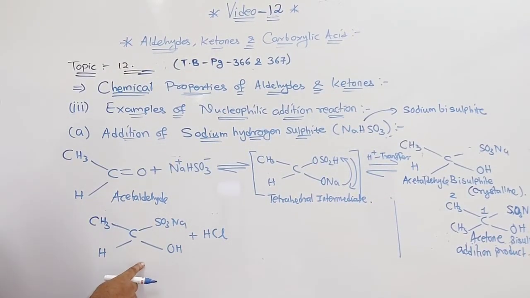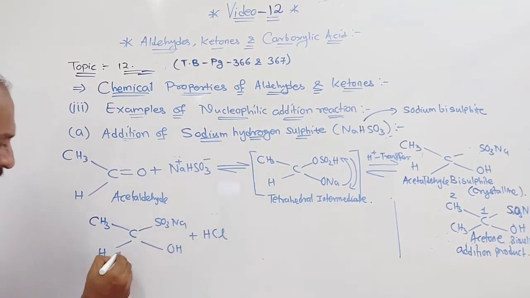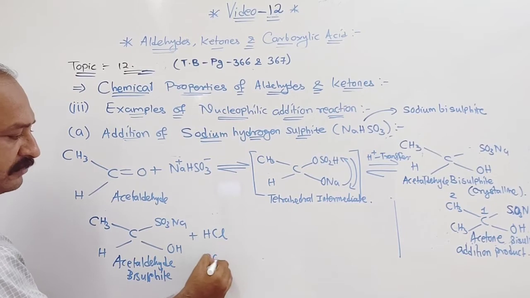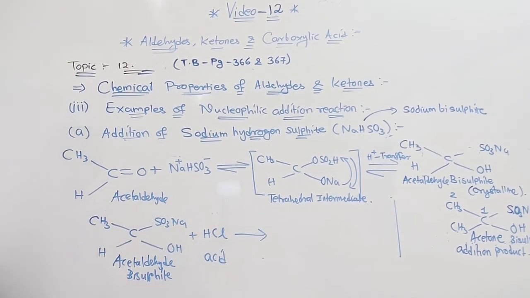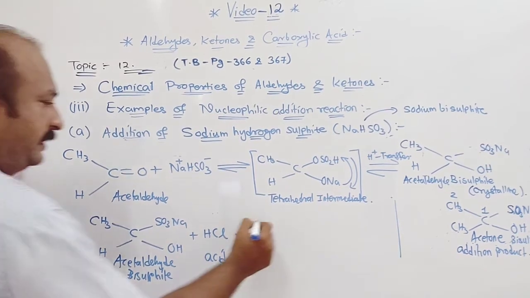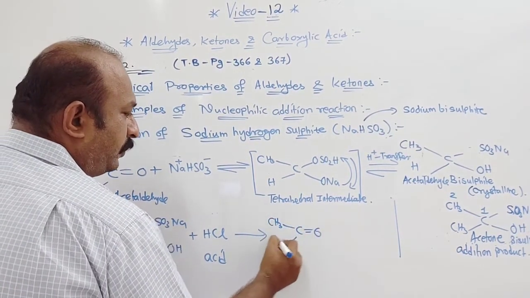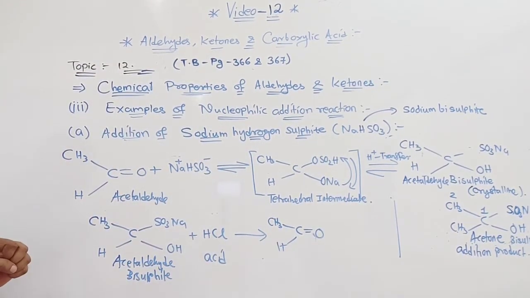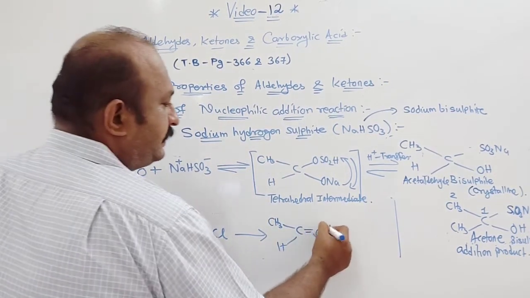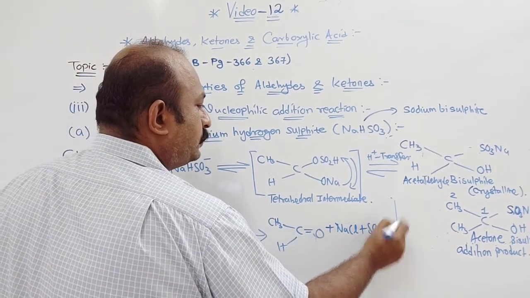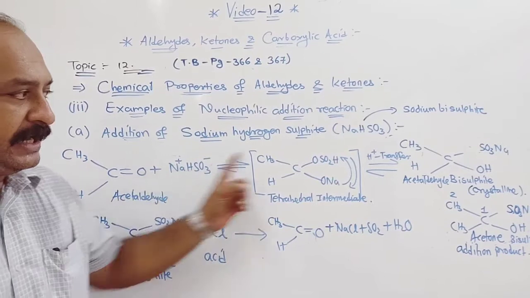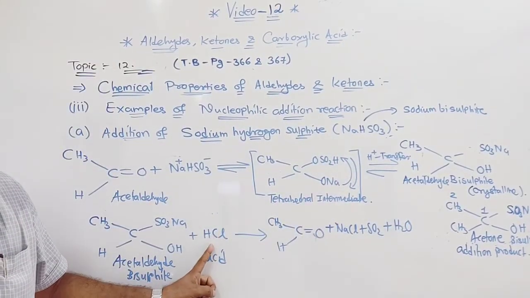That is the topic I am explaining here. So when I treat this product, acetaldehyde bisulfite, with an acid, what will I get in this case? You will get CH3, C double bond O and H. That is the product we used, I got it back here. Clear? Plus what I will get as a byproduct? NaCl plus SO2 plus H2O. So what I used in the beginning, I can purify by just treating with an acid.